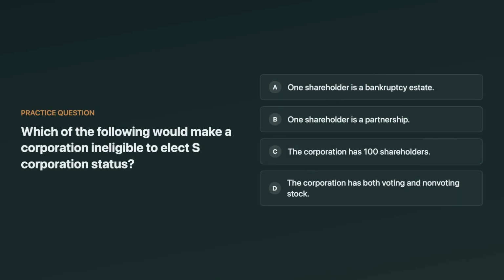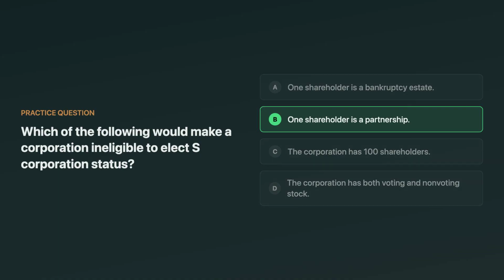Which of the following would make a corporation ineligible to elect S corporation status? The options include having a bankruptcy estate shareholder, having a partnership shareholder, having exactly 100 shareholders, or having both voting and non-voting stock. Think about the S-Corp eligibility rules for who can own shares.